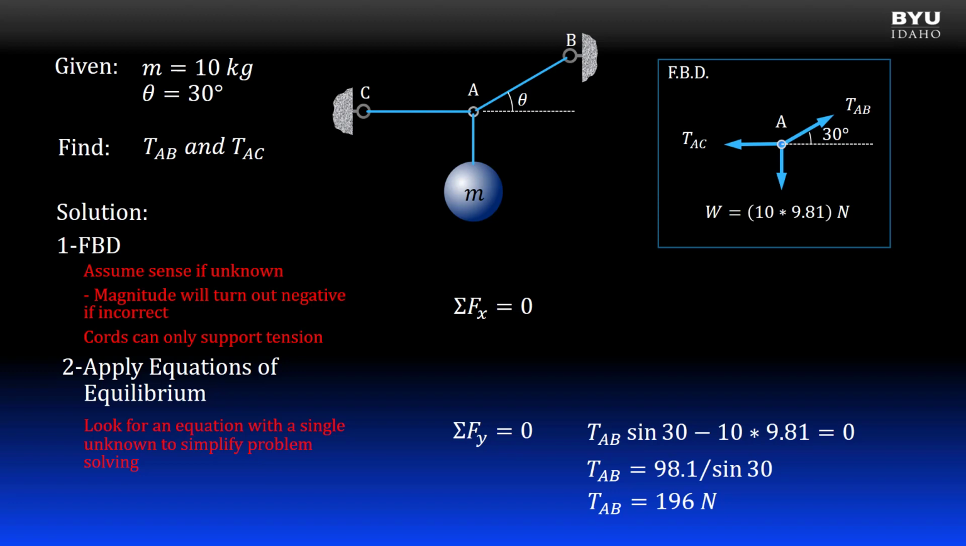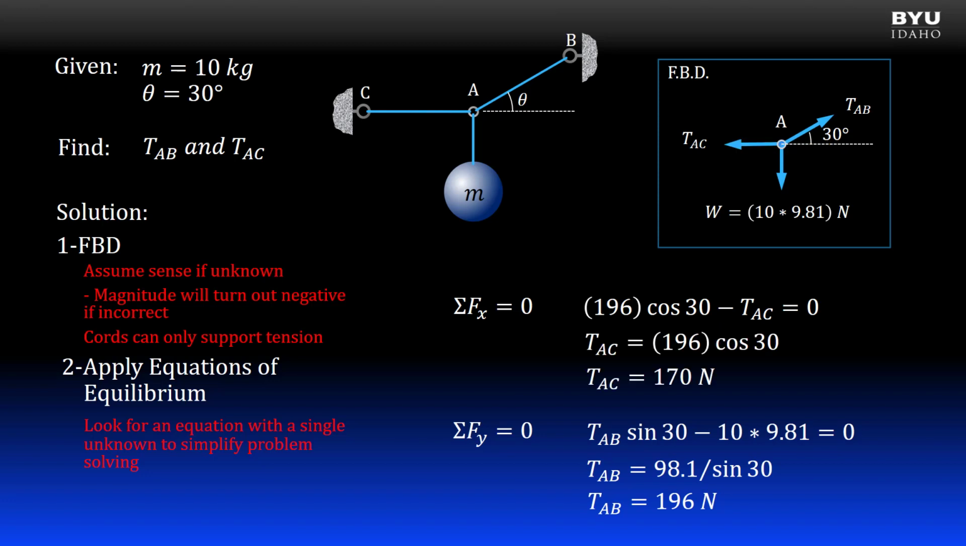With the solution for TAB known, finding TAC will be easier now. Summing forces in the x direction, I will use the typical convention of components pointing to the right are positive and components pointing to the left are negative. I'll take TAB, which is 196 newtons, and multiply it by the cosine of 30, then subtract TAC. Solving for TAC, I get 170 newtons. I clarify my answers, and I am done.